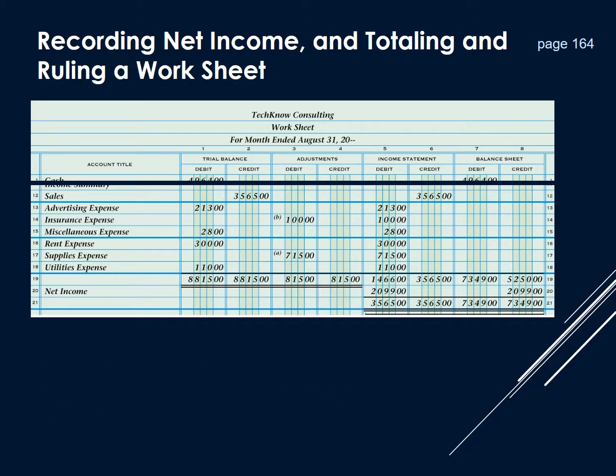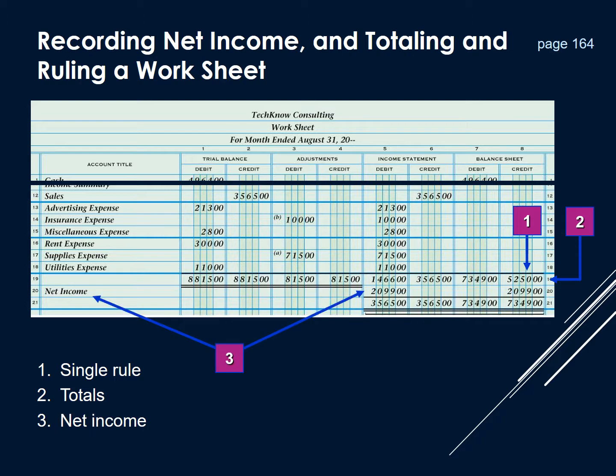It is now time to determine whether we have a net income or a net loss. Step 1, we will single rule columns 5, 6, 7, and 8. Then we will calculate our totals for columns 5, 6, 7, and 8. We will write those totals in on line 19. The third step is to determine whether we have a net income or a net loss. A net income is whenever our revenue is greater than our expenses. A net loss occurs whenever expenses are greater than revenue.